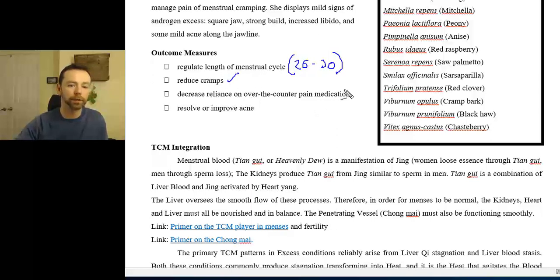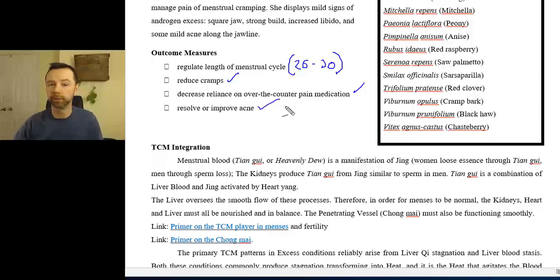Reduce cramps, sure. Decrease reliance on, usually that's OTC. Resolve or improve acne, sure. There's lots we can do with herbs here. And sometimes it's bring back, revive a period. We'll see that more in the deficiency section because always, when a woman who is of childbearing age, I never quite know the proper way to say it, when a woman who should be having a menstrual cycle is not, there's always a reason. Our job is to find that reason and to correct that reason, bring that back into balance.